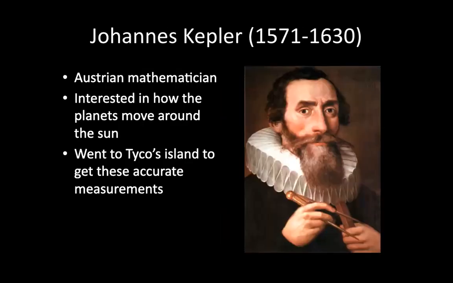The next person we're going to talk about, and he is the one that we're going to talk about the laws, Johann Kepler. And Johann Kepler was an Austrian mathematician. Okay, so you think mathematician, right? But we're talking science. So he was interested in how the planets moved around the sun. So he went to Tycho's island in order to get actual accurate measurements.